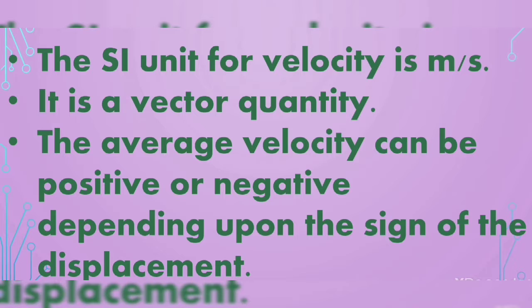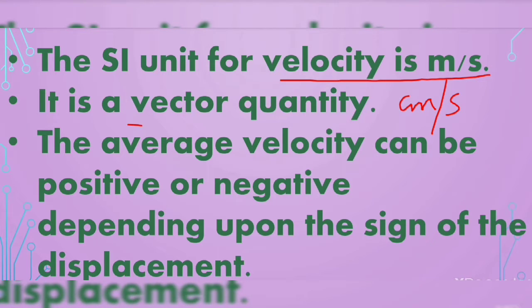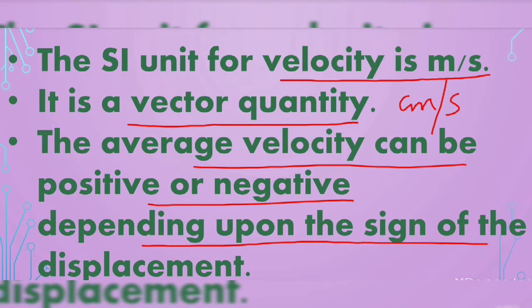The SI unit for velocity is meter per second and the CGS unit is centimeter per second. Average velocity is a vector quantity because it has both magnitude and direction. It can be positive or negative depending upon the sign of the displacement. It is 0 if the displacement is 0.